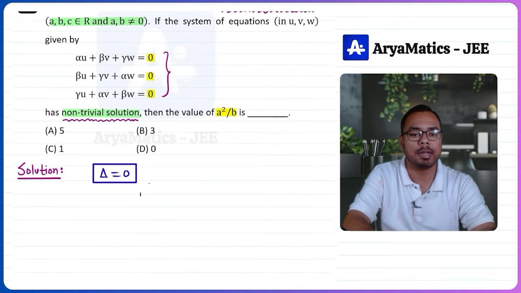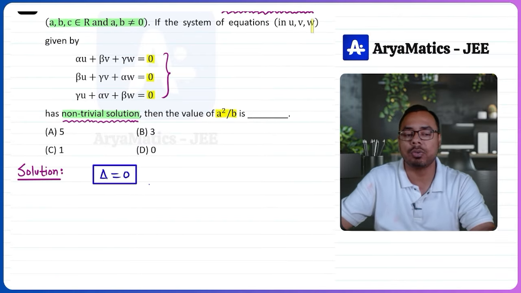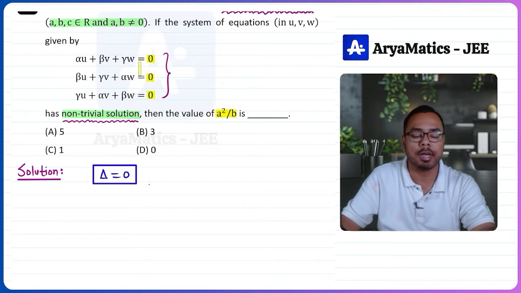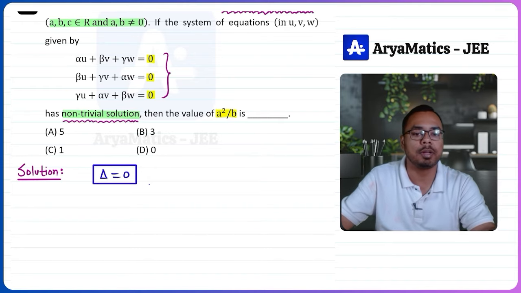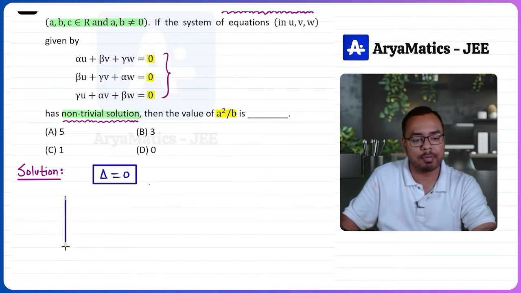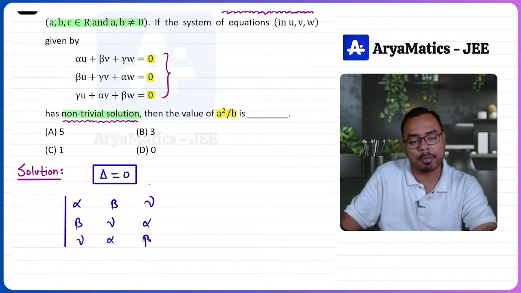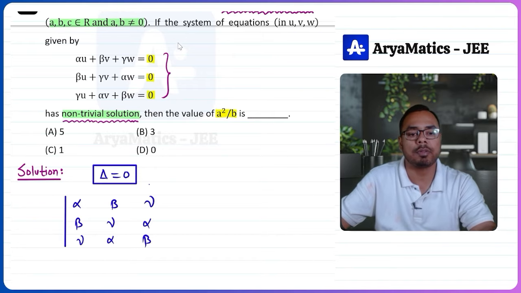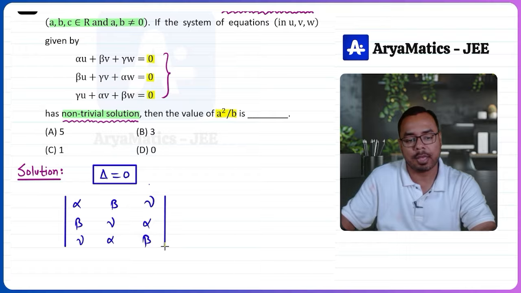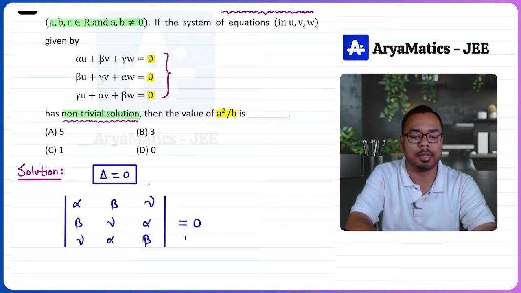Now here, remember the system of linear equations is in U, V, W. So alpha, beta, gamma are constants. They are the coefficients of U, V, W. So if this system has a non-trivial solution, then the determinant of the coefficient matrix must be 0. That means alpha, beta, gamma, and then beta, gamma, alpha, and then finally gamma, alpha, and beta. This will be the determinant of the coefficient matrix, and this has to be 0. Now here if you notice, this is a cyclic determinant, right?